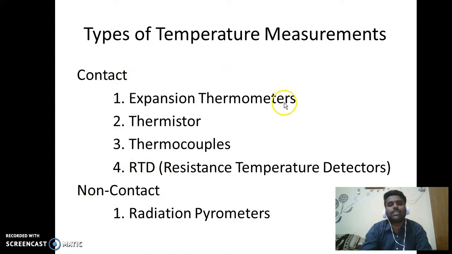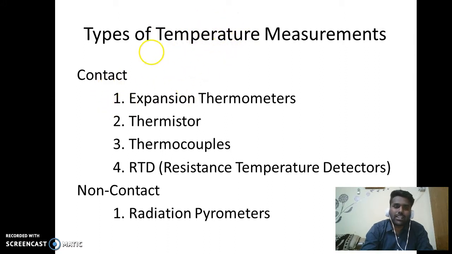In the contact type measurement system, we again have four categories. One is expansion thermometers. Generally, expansion thermometers are not used under real-time conditions, so we can treat them as offline temperature measurement systems. These expansion thermometers are again classified into three types: bimetallic thermometers, liquid in glass thermometers, and gas and vapor thermometers, which are generally not used in our normal real-time measurement processes.